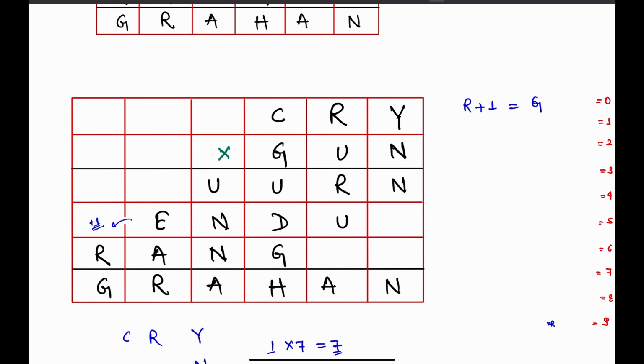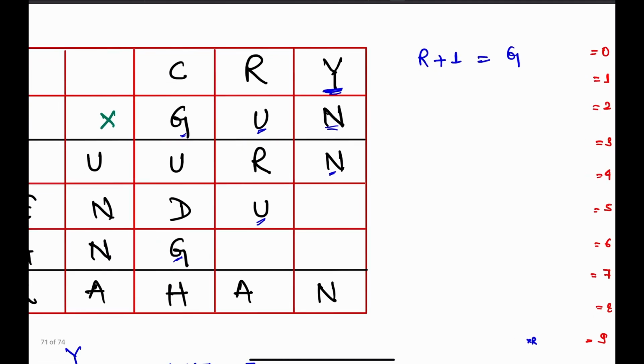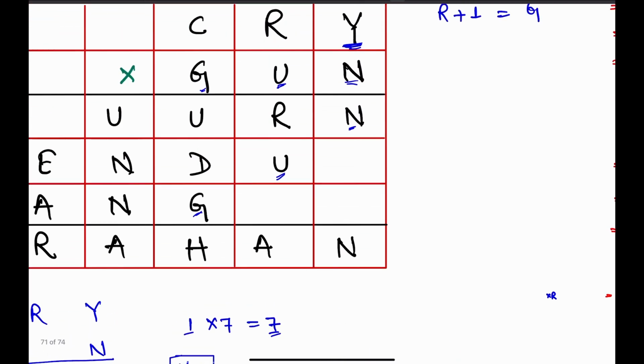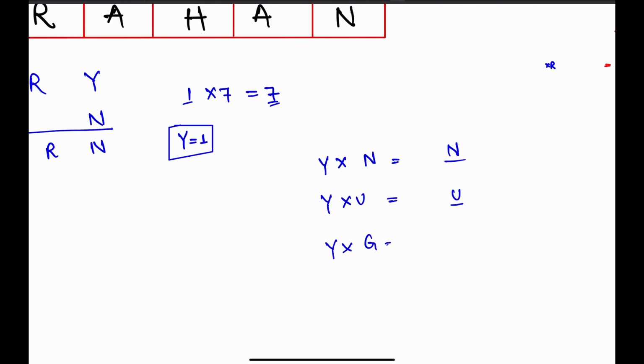So again, one thing to notice over here is when Y is multiplied with N, I am getting N. When Y is multiplied with U, I am getting U. When Y is multiplied with G, I am getting G. So is it possible for Y to be any number which is multiplied by different number? Let's take some example. Y into N, my last digit is N. Y into U, my last digit becomes U. Y into G, my last digit is G. So let's just think of any number.